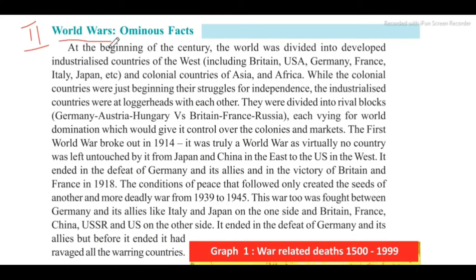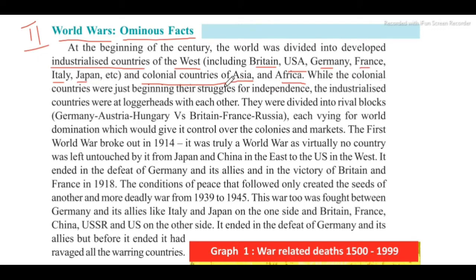World wars, obvious facts. Here we are going to learn about the beginning of the century. The world was divided into developed industrialized countries of the West and colonial countries of Asia and Africa. The industrialized countries of the West included Britain, USA, Germany, France, Italy and Japan.